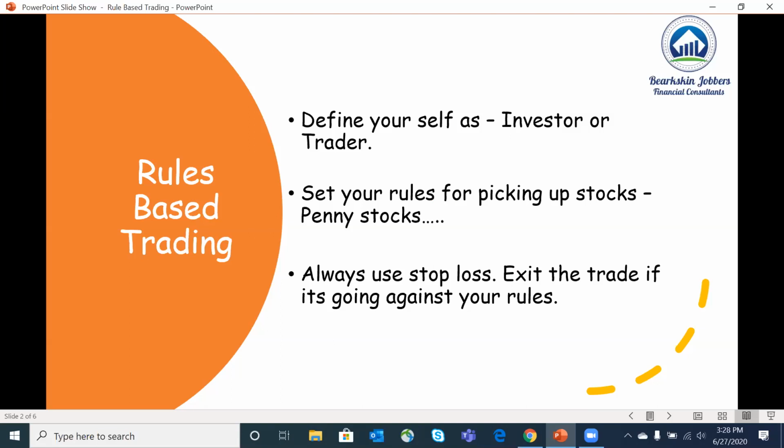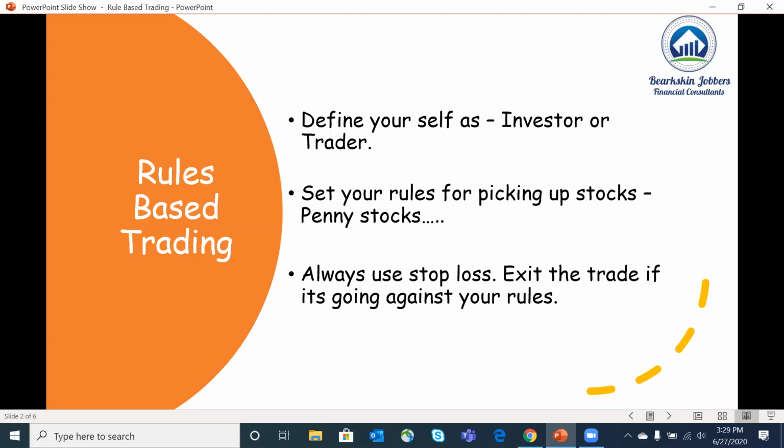In this session we are not going to see what the differences are between investors and traders and what the trading strategies should be. Rather, we are defining some set of rules which anyone has to follow in order to be a disciplined trader or investor. So number one, you need to identify yourself. Ask yourself the question: are you an investor or are you a trader?